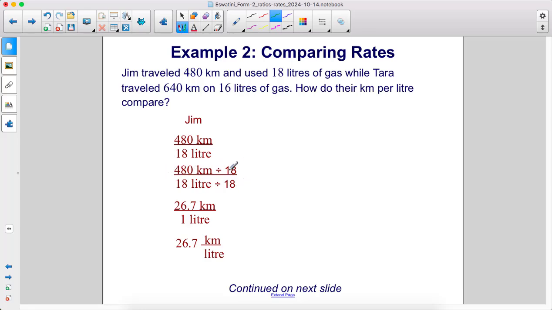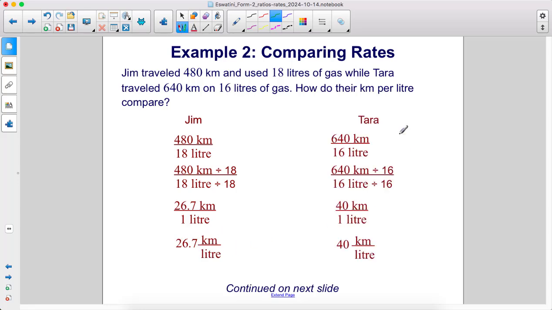But whatever we do to the bottom of the fraction, we have to do to the top. So 480 divided by 18 is 26.7. Therefore, Jim goes 26.7 kilometers per liter. For Tara's ratio, we need to divide top and bottom by 16. So we end up getting 40 kilometers per liter.